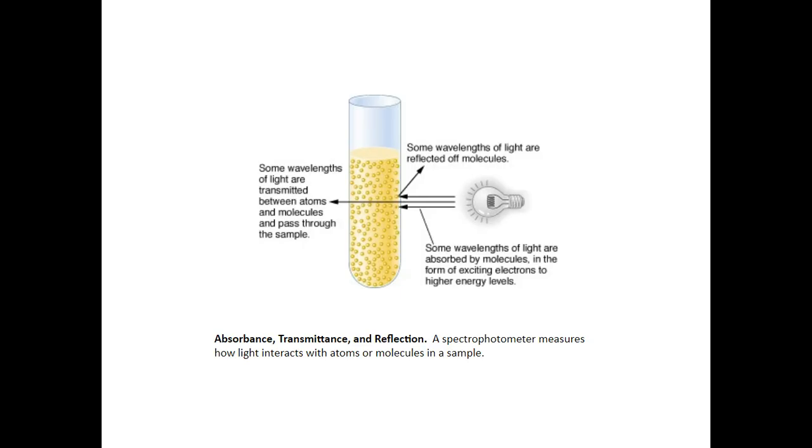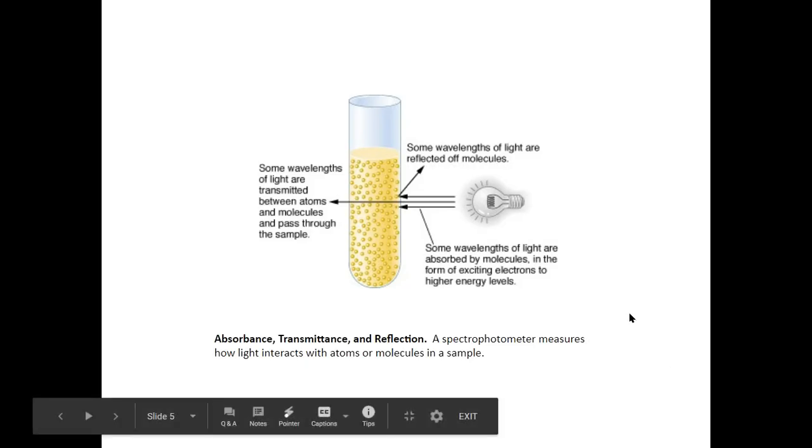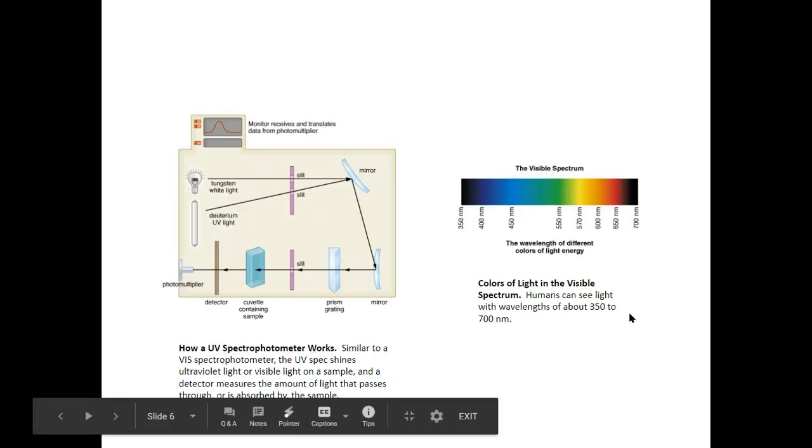Okay, so a spectrophotometer will measure how light interacts with atoms or molecules in a sample. So you have some wavelengths of light that will be transmitted between atoms and molecules and pass through the sample. So that's transmittance. And then some wavelengths of light will be reflected off the molecules and bounce out. And then some wavelengths of light will be absorbed by the molecules in the form of exciting electrons to higher energy levels. And here goes a UV spec, how it works.